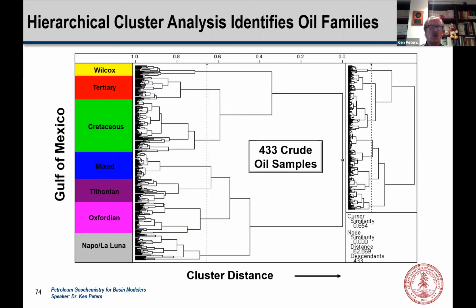And here's some mixed oils, Tithonian and Oxfordian. These are mostly down toward Mexico. And here's the Napo La Luna oils. So we had multiple families, and where you put this similarity line is kind of up to you as an interpreter. But of course, there are statistical ways to look at the validity of how far you can put this over to the left. You want to start off by making it simple and just looking at major groups.